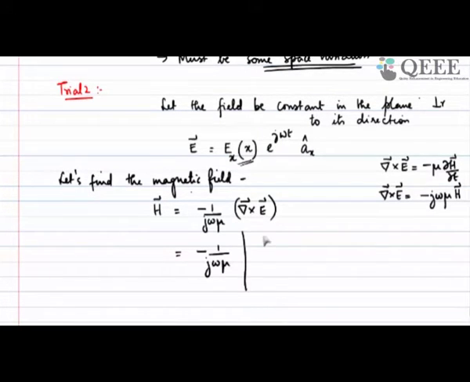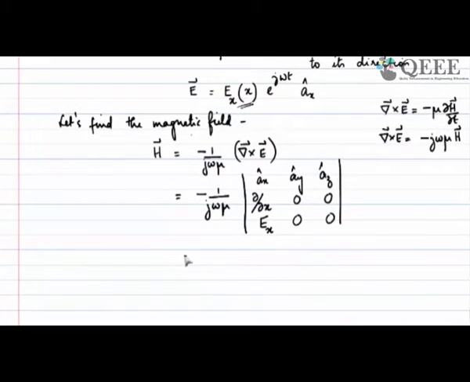I know E, so I am going to substitute here. How do I find curl? It's a determinant along AX, AY, AZ. I have only variation along X direction. I don't have a variation in Y direction. I don't have a variation in Z direction. I have only X component, so this is EX. I don't have a Y component, I don't have a Z. So the answer to this is minus 1 by j omega mu times this determinant. If you see, AX component is 0, AY component is 0, AZ component is also 0. So this is 0, which implies magnetic field is 0.